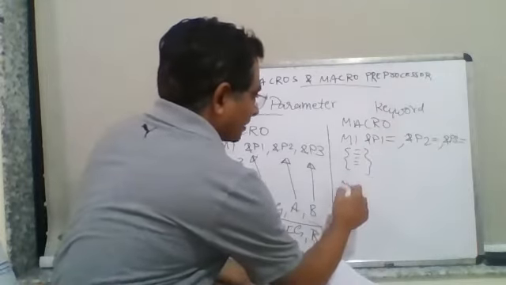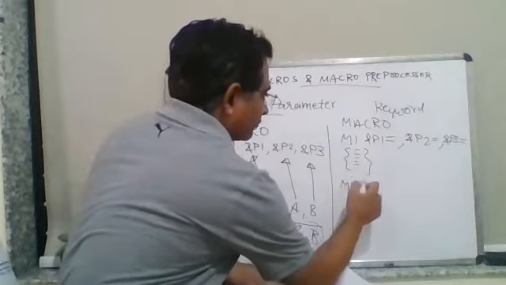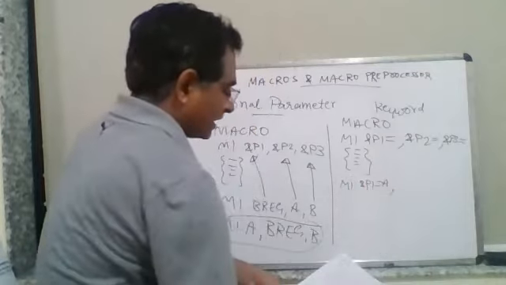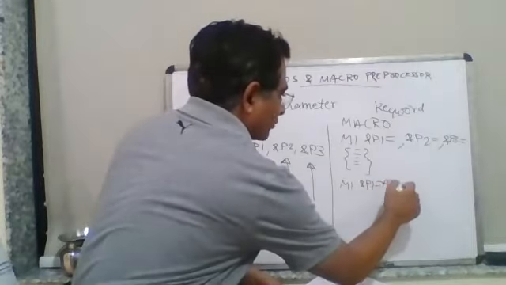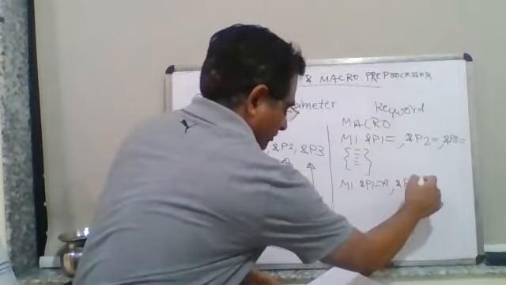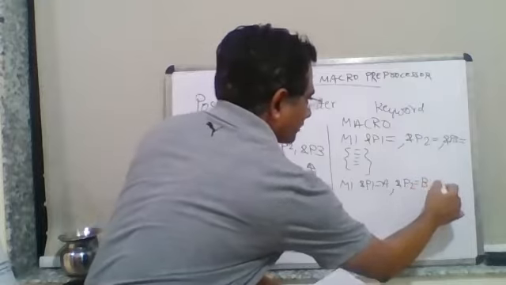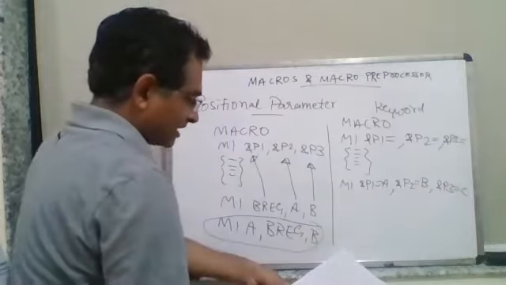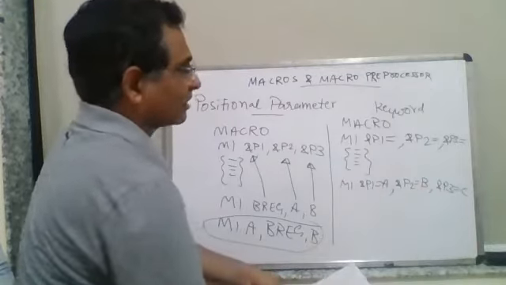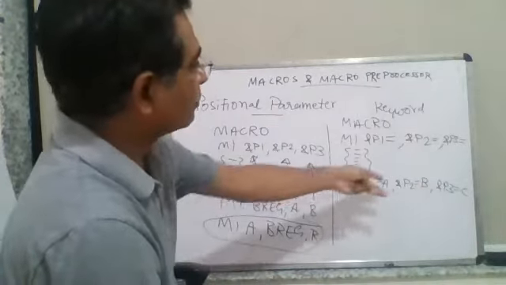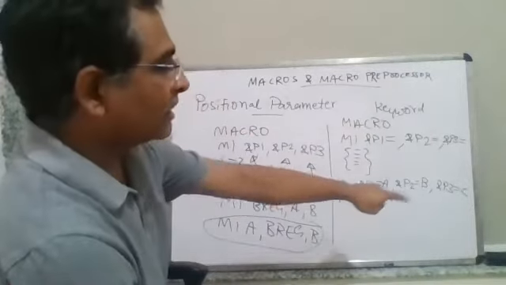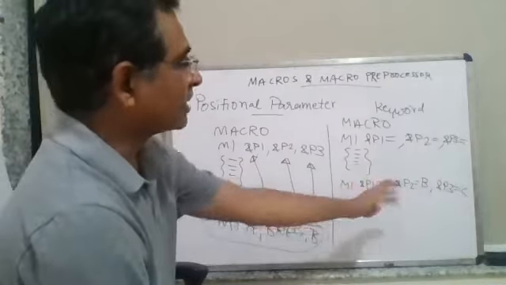So whenever I want to call it, what I will do is &P1 is equal to, I can specify here A, right? And if I say &P2 is equal to B, and &P3 equal to C. So now there is a flexibility. Writing this in any order can work, but A will be going to P1 only, B will be going to P2 only, and C will be going to P3 only. So here the order we can change.